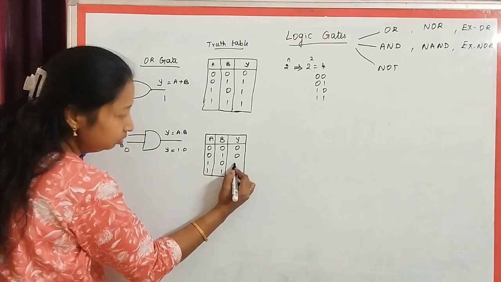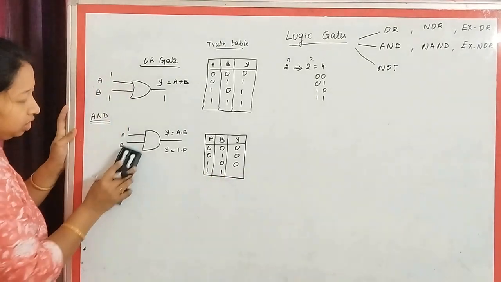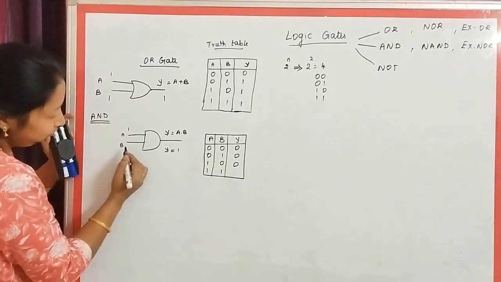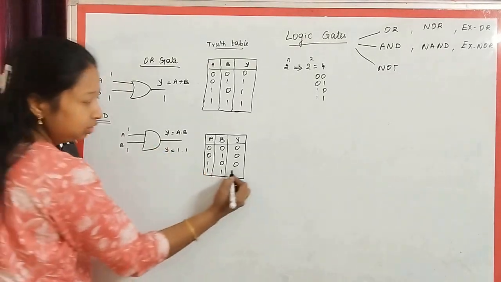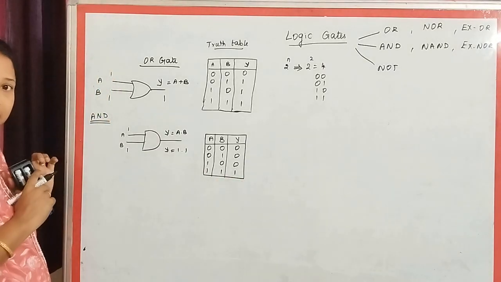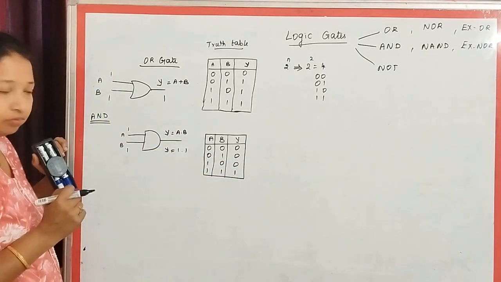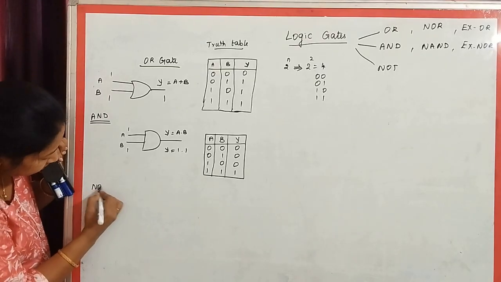1 into 0 is 0. 1 and 1. When I give B input as 1, my output will be 1 into 1, it is 1. So my output will be 1. Is that clear how to write the truth table? Fine. Now let's go to NOT gate.